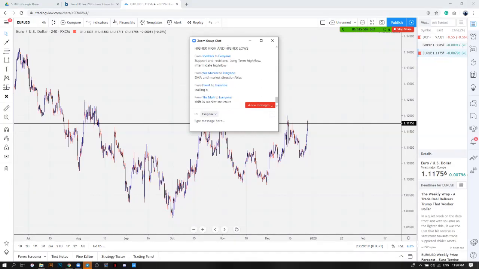Support and resistance, long-term high, mid-term high and low, market bias, trading stop loss, shift in market structure, the four cycles of the market, lower highs, lower lows, ultimate entries using Fibonacci, DXY correlation. So far, we've all learned a lot about market structure. Now we're going to do market direction.